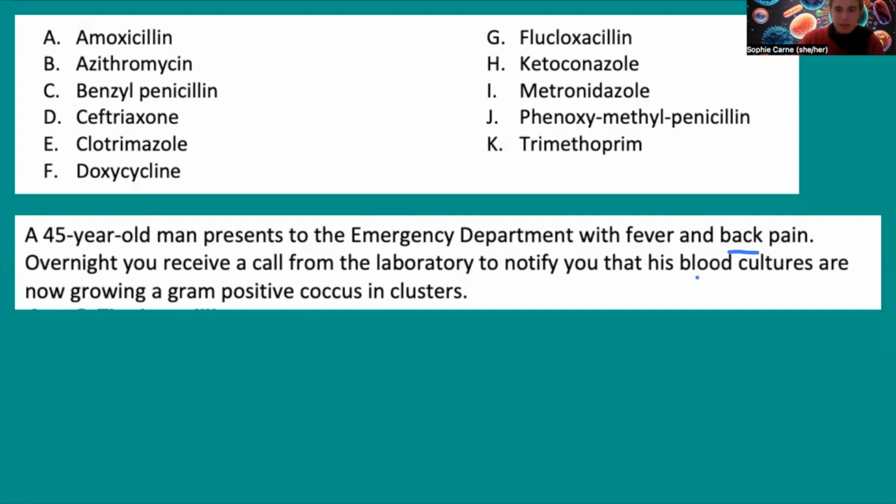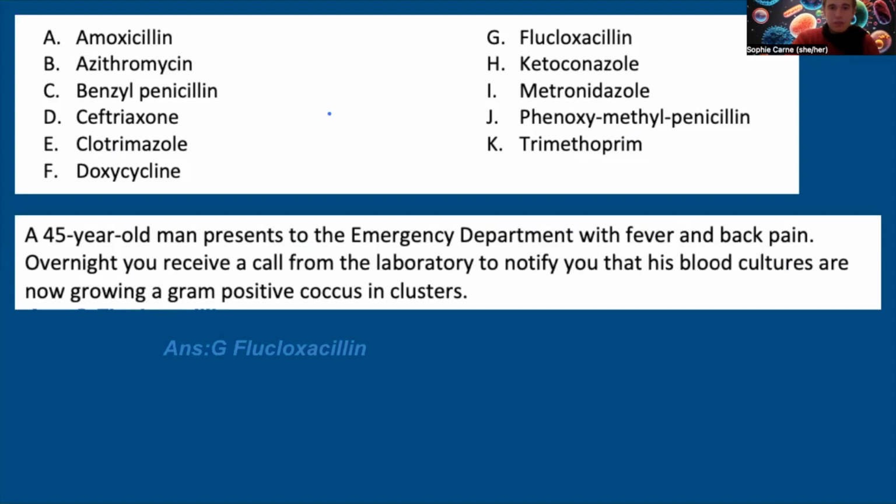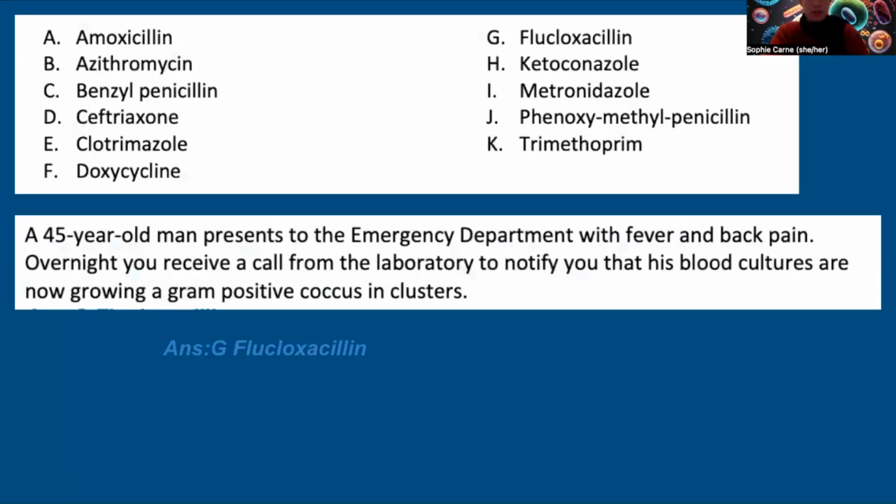Okay, you've got back pain, you've got a blood culture growing gram-positive cocci in clusters. So you're thinking you have a staph infection, gram-positive coccus, and therefore you're going to treat with Fluclox. Okay, we haven't asked any questions about when to treat with amox, ceftriaxone, clotrimazole, doxy, ketoconazole, or any of these ones. So I recommend you look them up. We've talked a little about trimethoprim and ceftriaxone and amoxicillin. But be familiar with what you might want to use these for, which you can just look at in this table.